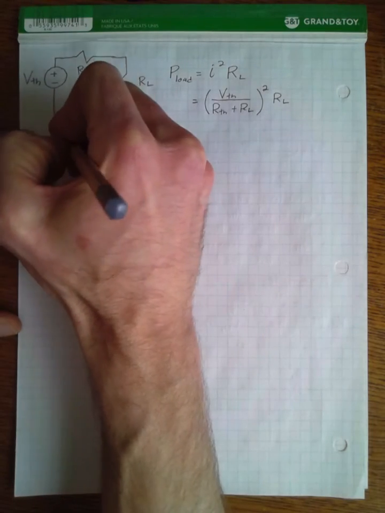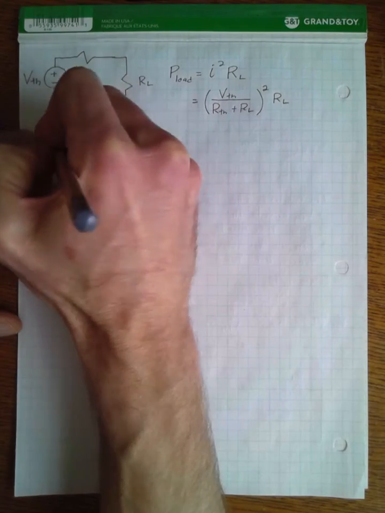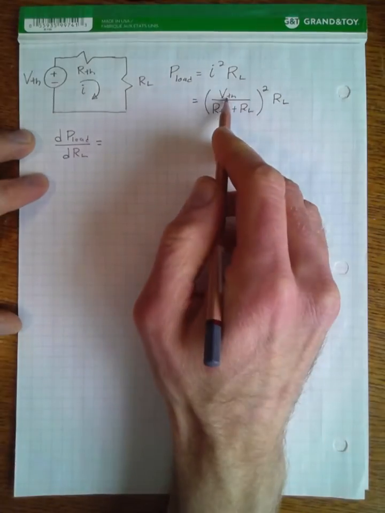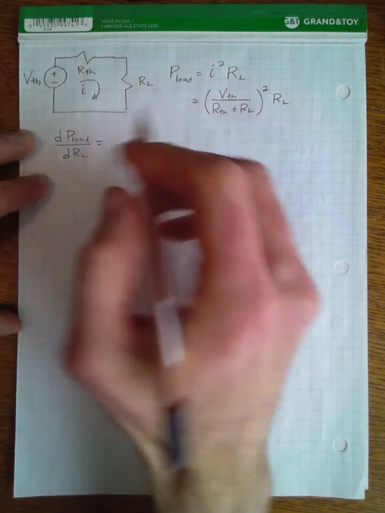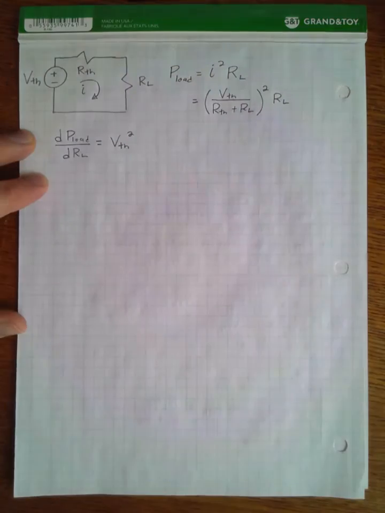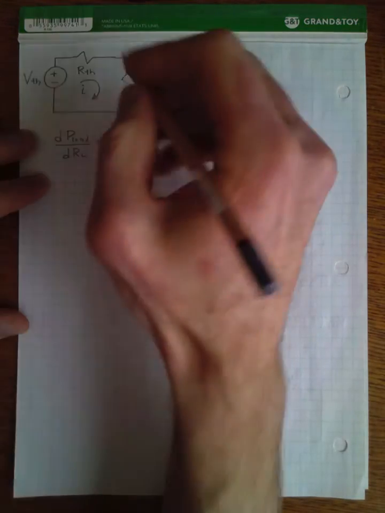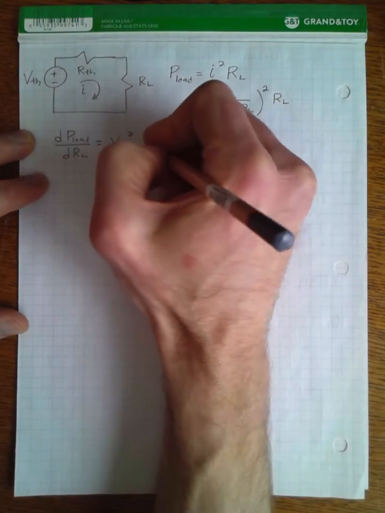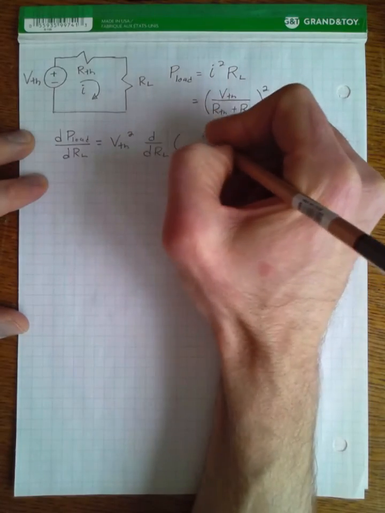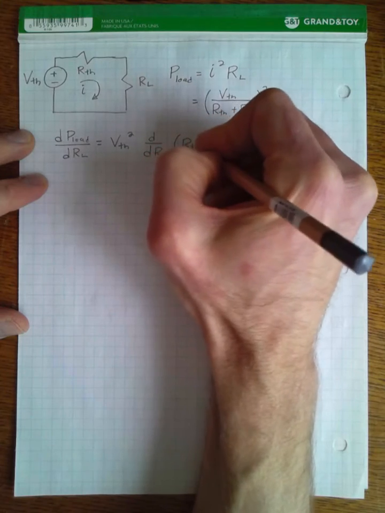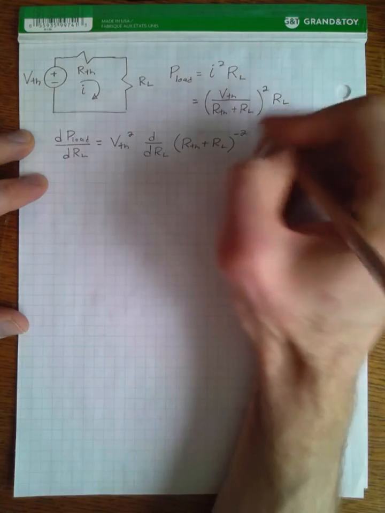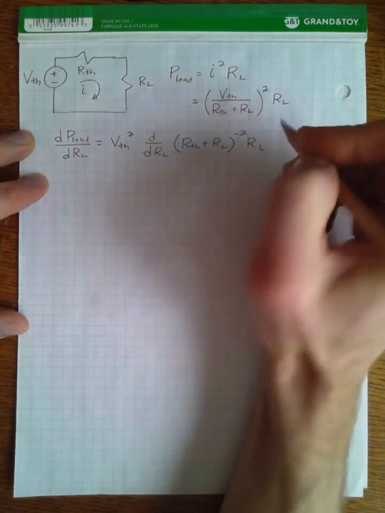And so if we do that, dP load over dRL, we can take the Thevenin voltage squared and just pull it out because it's not a function of RL, so it doesn't affect the derivative. Then we have the derivative of our Thevenin plus RL to the exponent of minus 2, times RL.